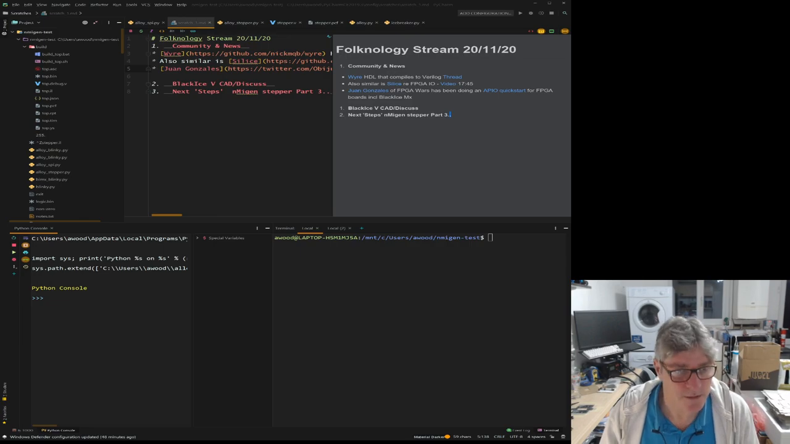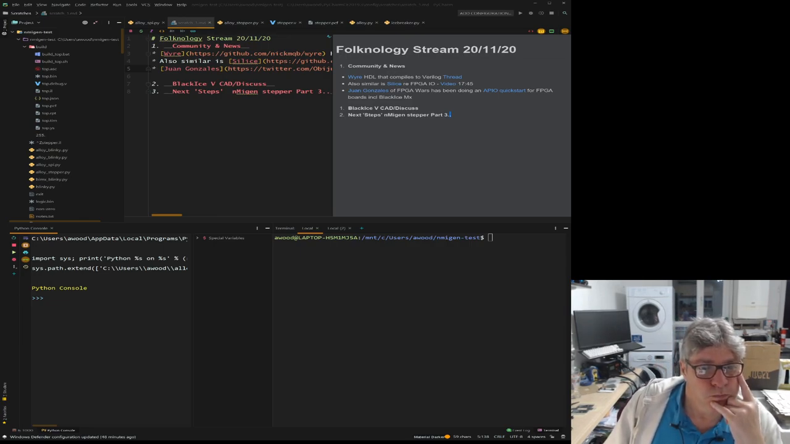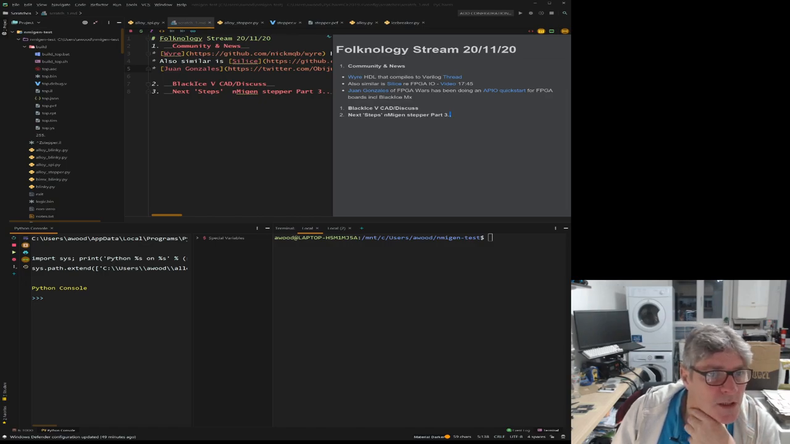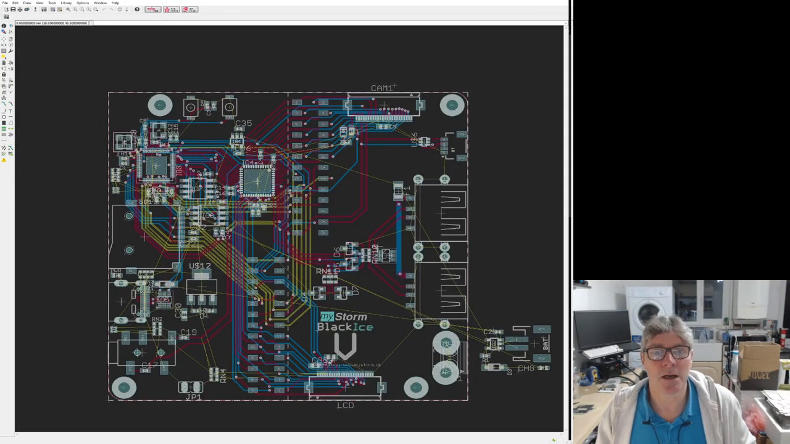Let me just run up the CAD because we're going to need that. So this is what I've been working on CAD-wise, as well as programming stuff. Crikey, there's a lot of windows open here. Let's do this first. Turn the browser off. What do we need? We need PCB layout, and we need schematic. Let's just switch over.